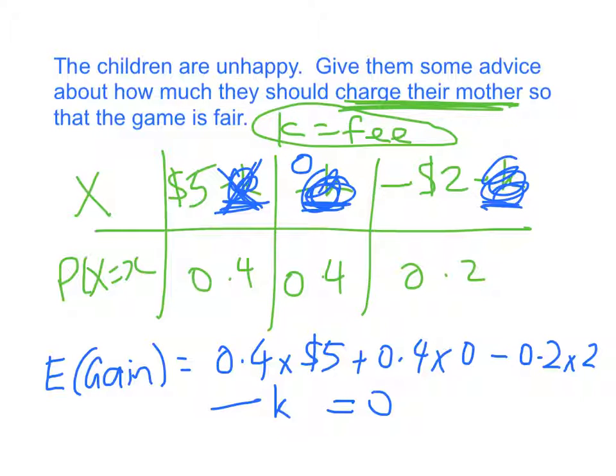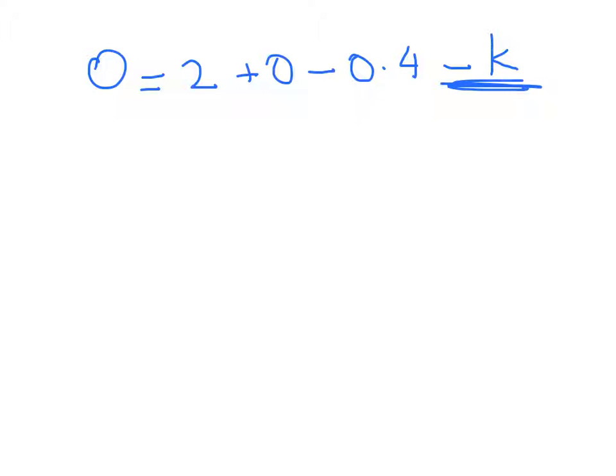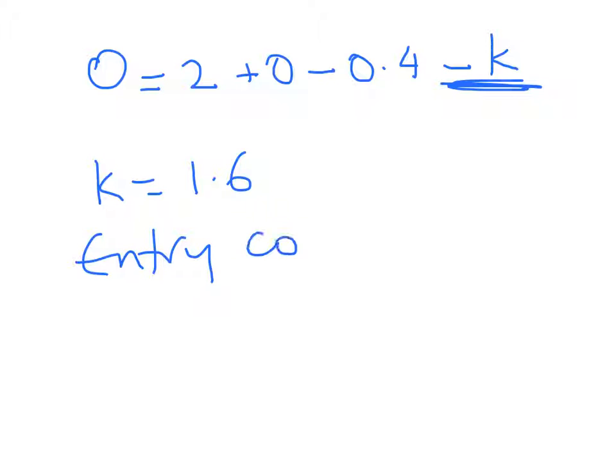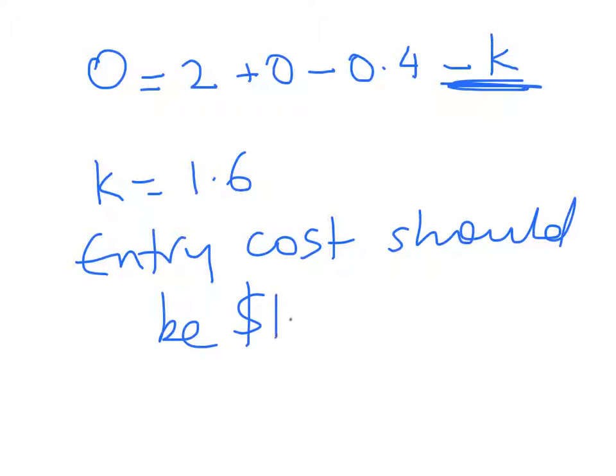Okay, so I need a new slide. We are solving 0 equals 2 plus the 0 in the middle, so very easy to work out, minus 0.4 minus the k. Okay, so this is my entry fee, and that gives me k is equal to 1.6. So the entry cost should be $1.60.